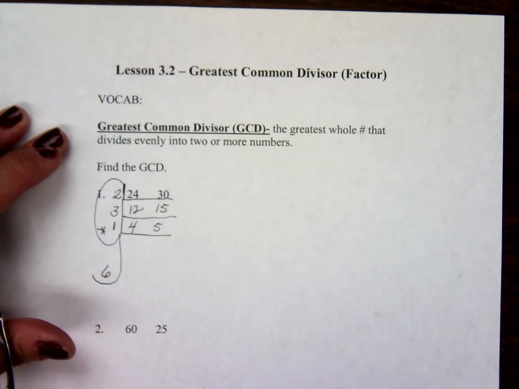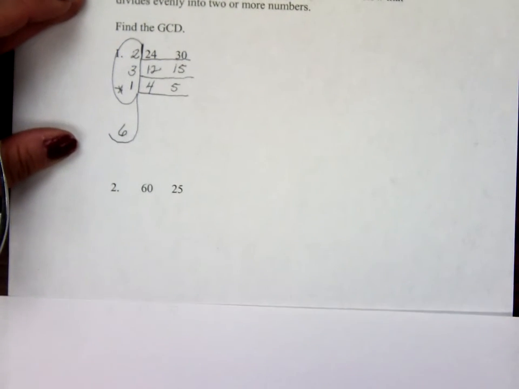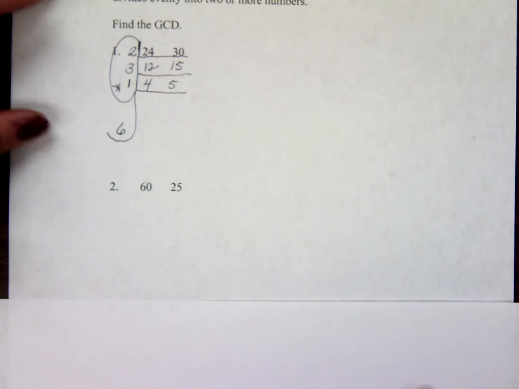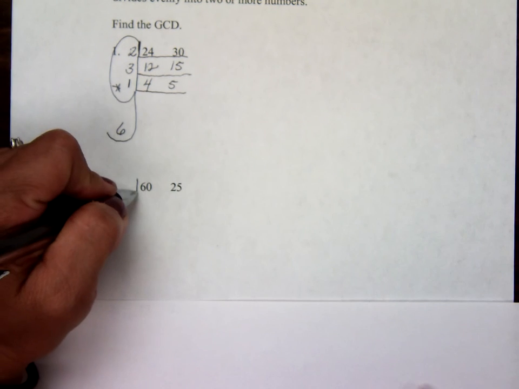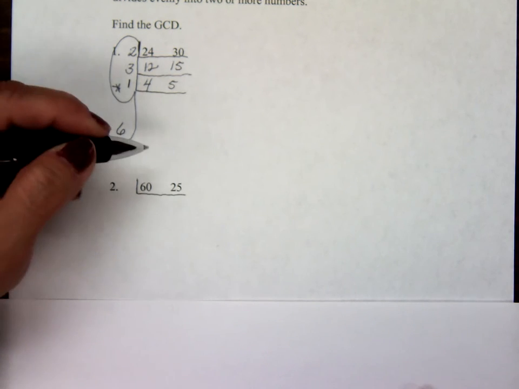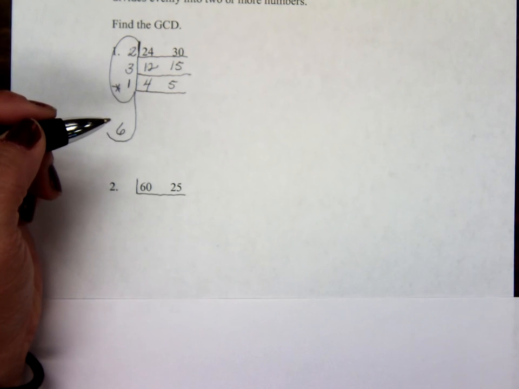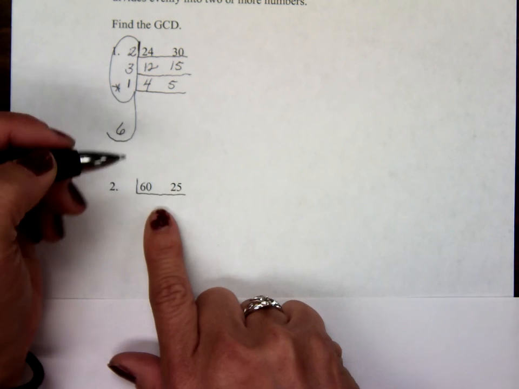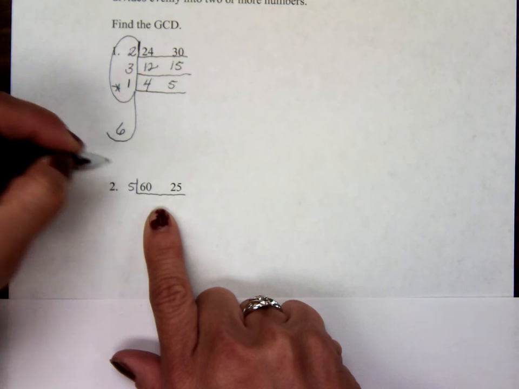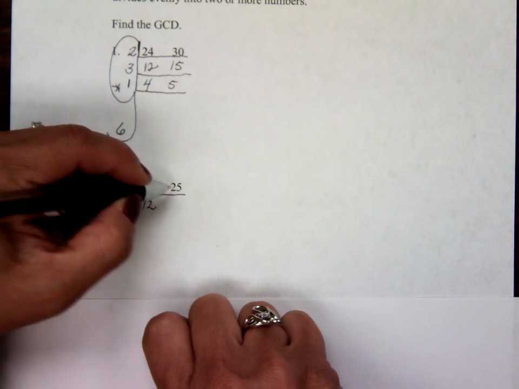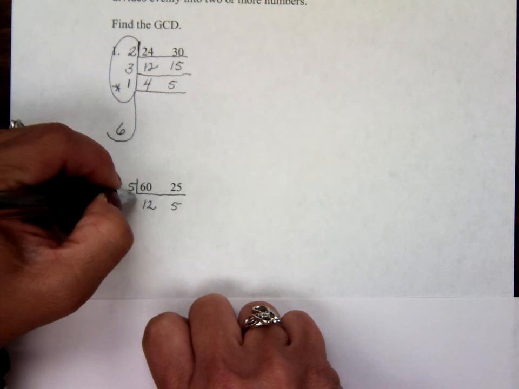Let's try number 2. So go ahead and push pause, and when you are ready, you can push play. So you're going to make your division line. Think of a number that 60 and 25 will go into evenly without a remainder. Well, you know that 60 ends with a 0 and 25 ends with a 5, so you know that 5 will go into both of them. 5 goes into 60 12 times, and 5 goes into 25 5 times.